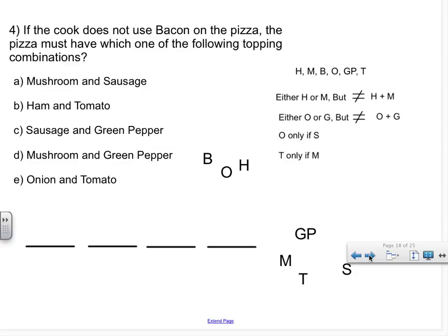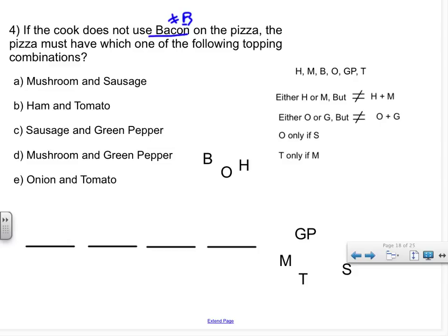Let's take a moment to read through question 4 together. Question 4 reads as follows. If the cook does not use bacon, so let's underline that. Can't use bacon. The pizza must have which one of the following topping combinations? So A, we have mushroom and sausage. B, we have ham and tomato. C, we have sausage and green pepper. D, we have mushroom and green pepper. And E, we have onion and tomato.